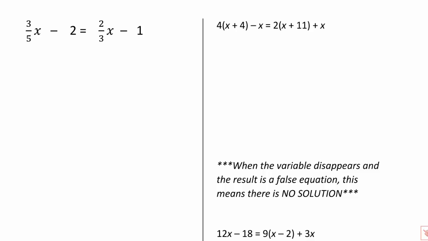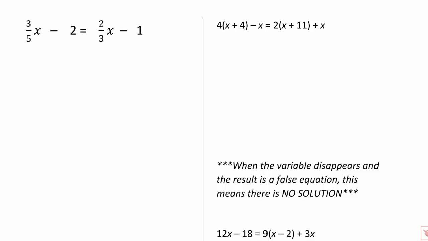Okay, so take a deep breath. Breathe in, breathe out, and now let's do this problem. The reason you're freaking out is because there are fractions here. There don't have to be. We can actually get rid of them.